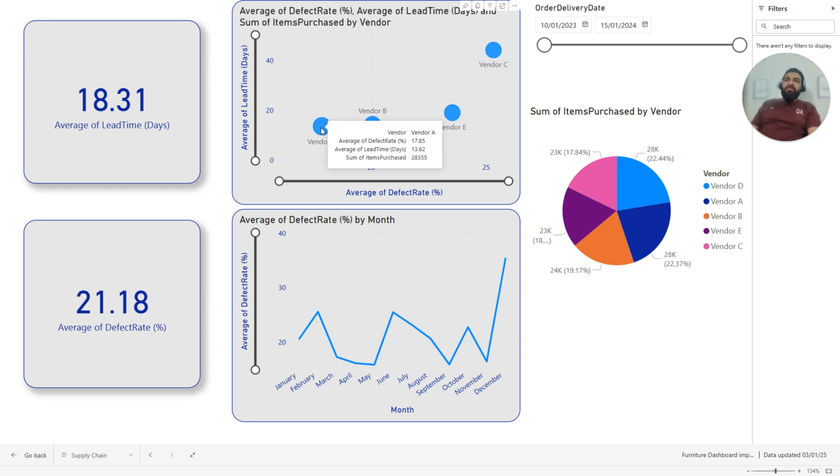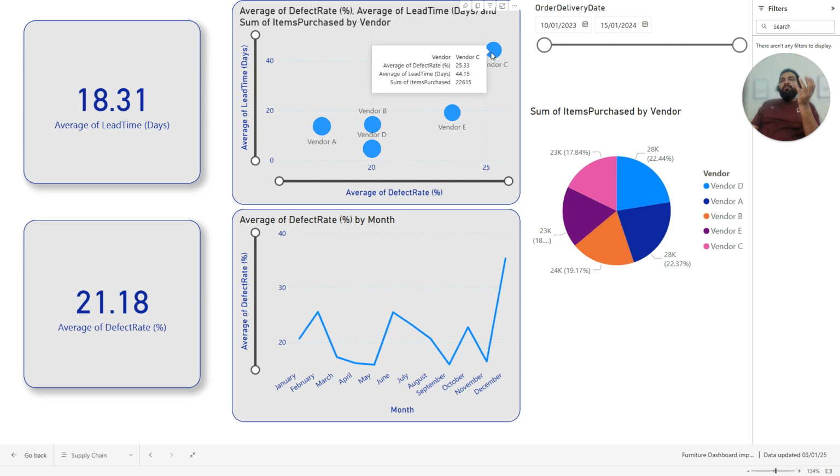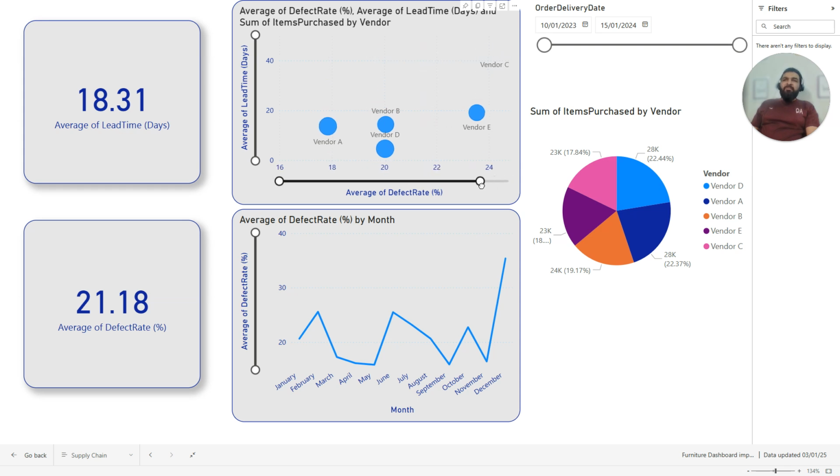So if we are purchasing 28k from vendor A, and let's say we are purchasing 22 or 23,000 from vendor C, and assuming for now, just for simplicity's sake, that they are both able to provide us with the same items, then we could shift straight away to vendor A instead of vendor C. Of course, there are other factors like credit terms and all, so we can evaluate those separately as well. But for now, based on the lead time and defect rate, we know that vendor C is not that good a vendor. And from this visualization, we could even remove this vendor.